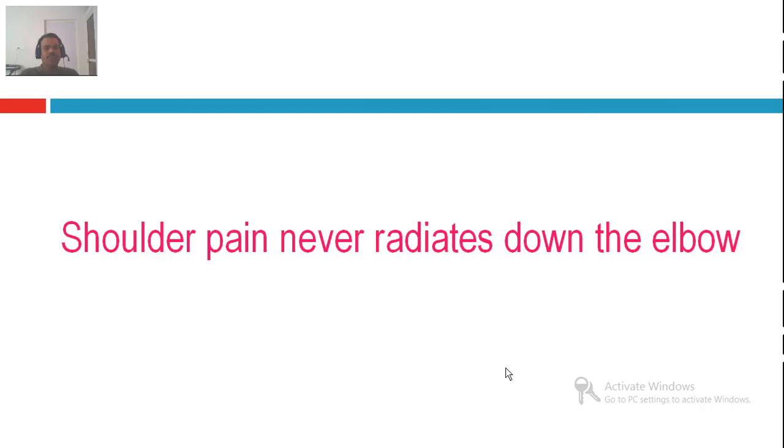Now this is a simple rule I use. That is, if your patient comes with shoulder pain that radiates down, remember that shoulder pain never radiates below the elbow. And if your patient comes and says that my shoulder pain radiates below the elbow, that can be cervical. So our rule is shoulder pain never radiates below the elbow, and if it radiates below the elbow, it can be of cervical origin.